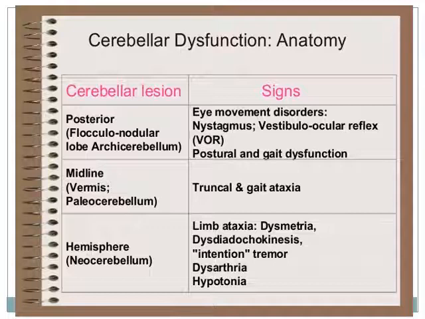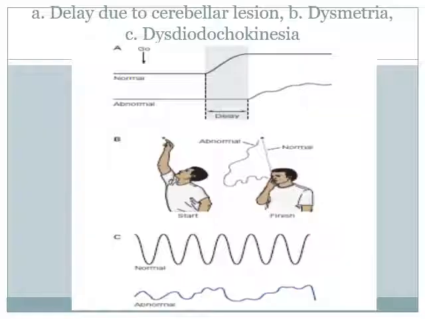Now we'll do the cerebellar regions. For example, coming to the posterior or flocculonodular lobe, of course, there would be postural and gait dysfunction. Then in the paleocerebellum or the vermis, there is truncal and gait ataxia, if you remember the homunculus of the vermis. And the lateral hemispheres, that is the neocerebellum, usually show limb ataxia, dysmetria, dysdiadochokinesia, intention tremor, dysarthria, and hypotonia. Each one of them I'm going to define in later slides.